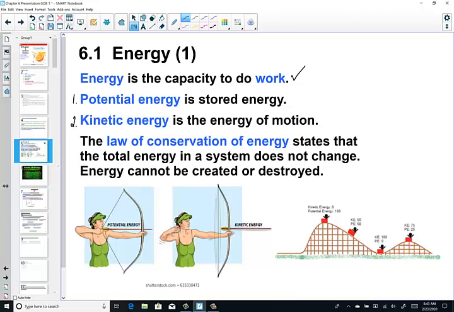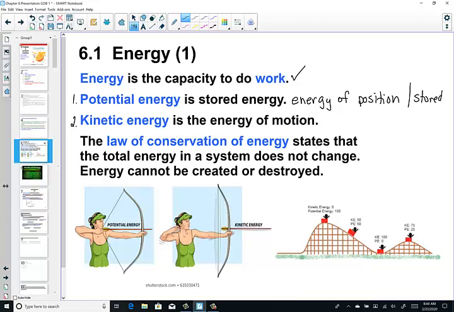I'd like you to define potential energy as the energy that is stored. The energy of position is another way to define that. Now in chemistry, potential energy is that energy that's stored within a chemical bond. And when we break bonds, and that's what chemistry is all about, energy is released.